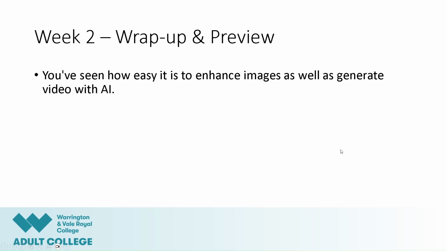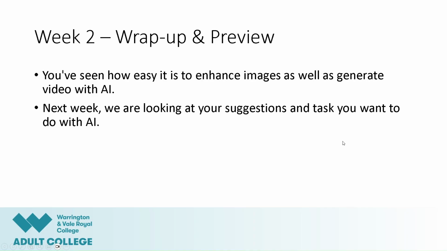So we've seen how easy it is to generate videos with AI and also enhance and even generate images with AI. Sometimes it's a process: you might create an image with AI and then from that you create some sort of animation type video. So it's very easy to do indeed. Next week, we're going to be looking at some suggestions for the final week, and also at other ways of using AI.